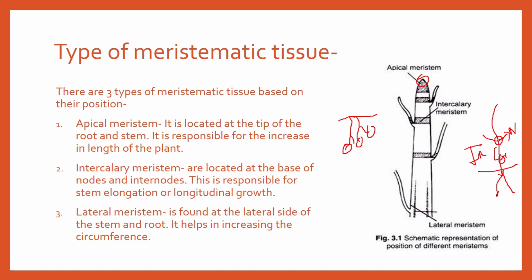Okay, so the third meristematic tissue is lateral meristem, which is found at the lateral side of the stem and root. Lateral side means here the lateral meristem is present, which helps in increasing the girth or width of the plant. Okay, that means it increases the plant this way.